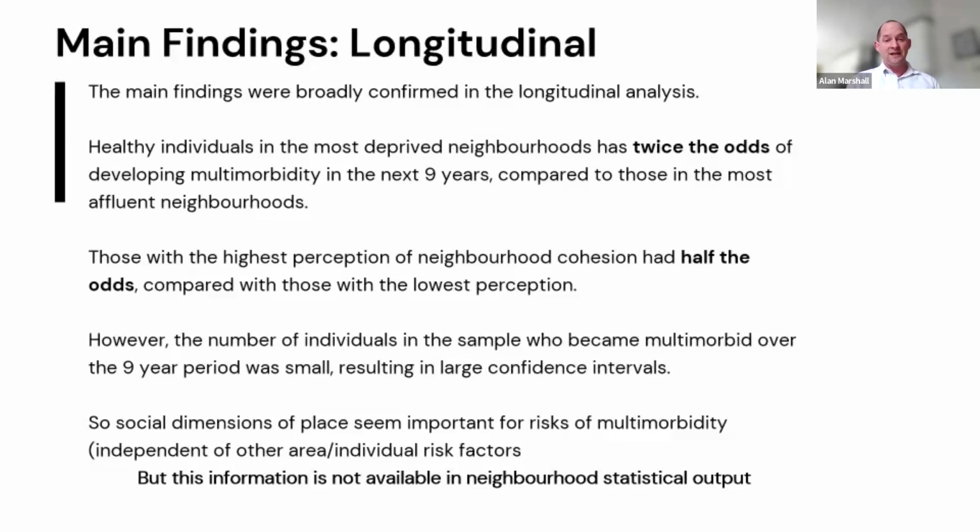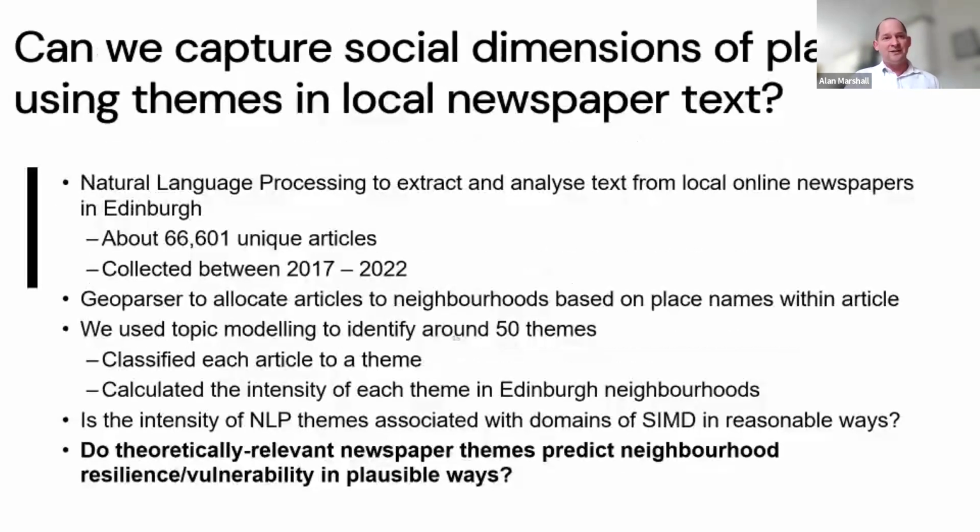And this really points to a gap in the data we have about places. So this information on social features of neighbourhoods isn't generally available in the neighbourhood statistical output that we have. And a key aim of the AIM-CISC project was to try and address this gap in the data that we have available to us. And so we sought to answer this question, which is, can we capture the social dimensions of place using themes that occur in local newspaper text?